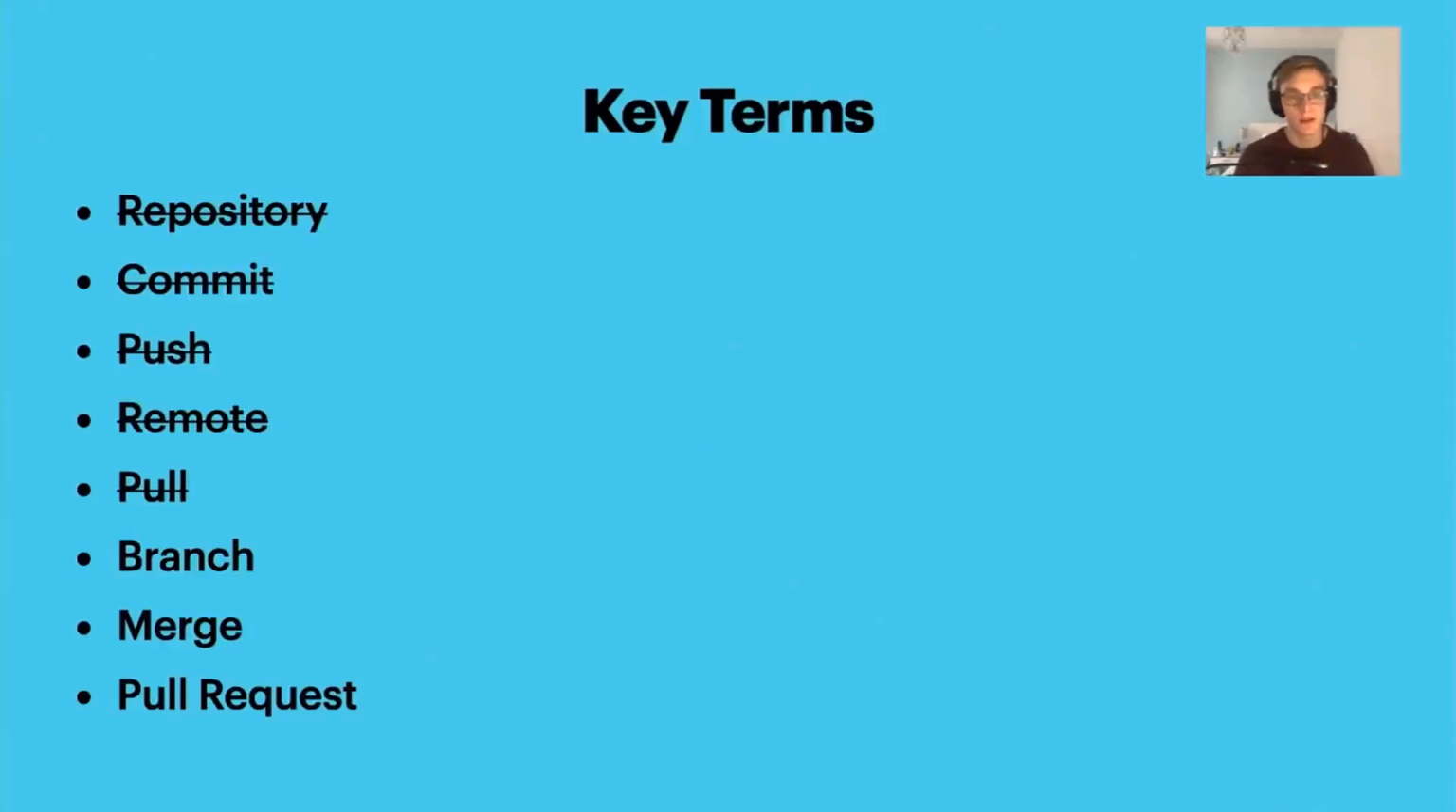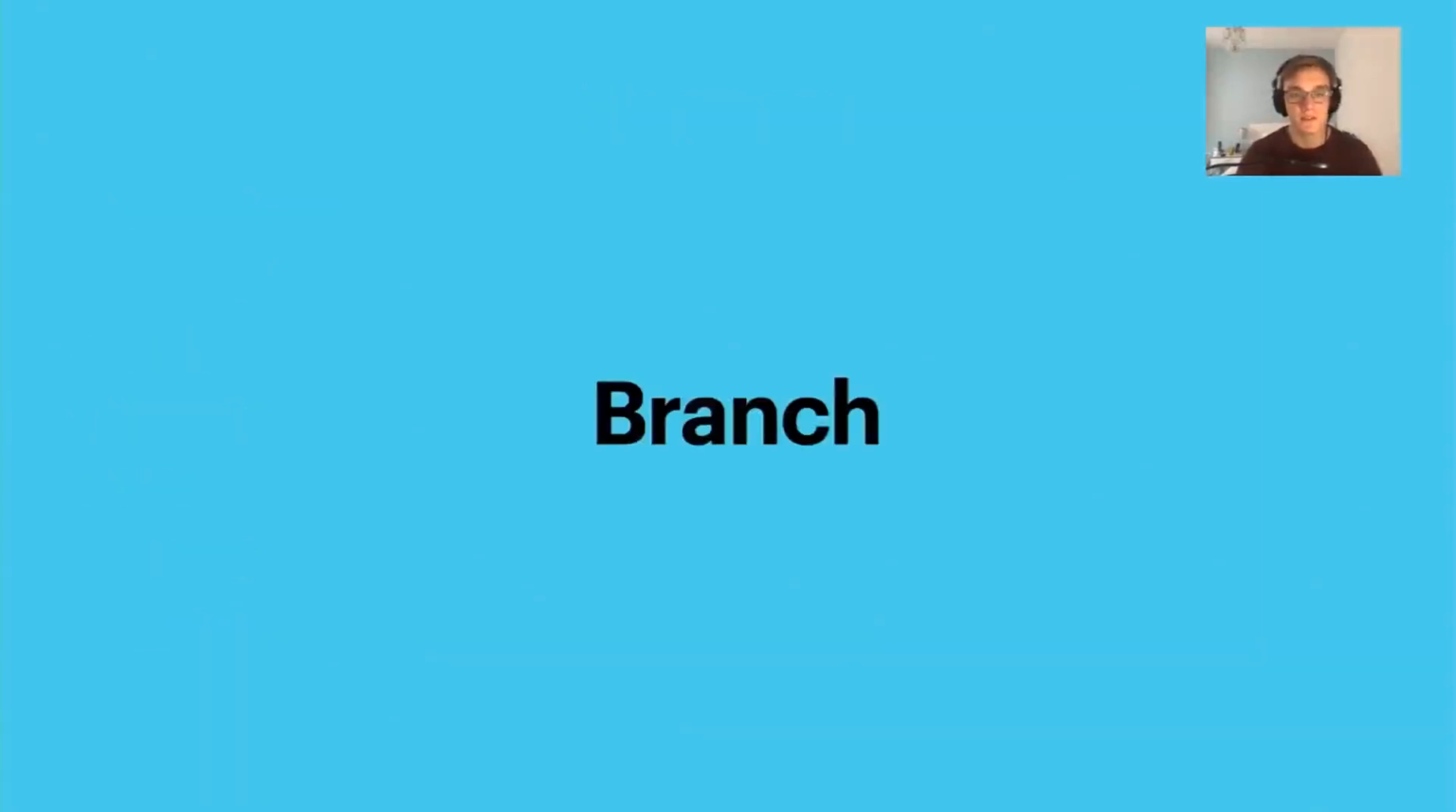Now we're getting into the coolest part of Git. This is where Git stands out for collaboration. Branches are very useful when you have multiple people working on the same project, but why? Branches are kind of confusing, and think of it like this.